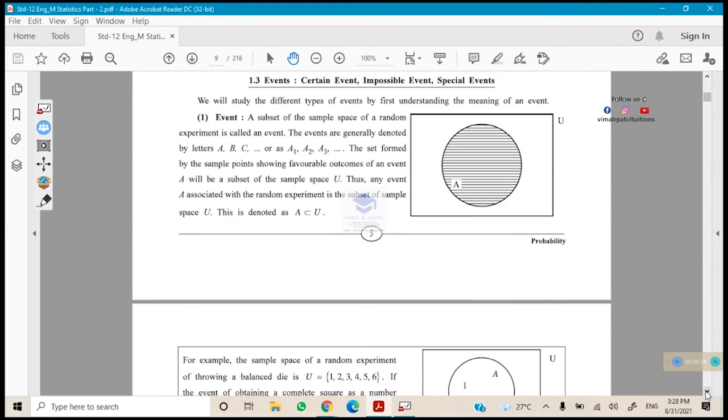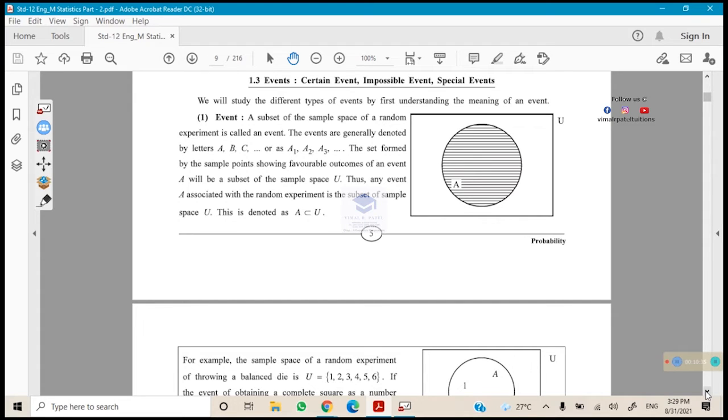Then event is a subset of sample space. Occurrence or non-occurrence of any particular state is called an event. Like tossing a coin and obtaining head or obtaining tail is an event. Throwing a dice, obtaining an even number means obtaining 2, 4, 6 on the face of the dice, or obtaining an odd number, that is 1, 3, 5. So that is called an event.